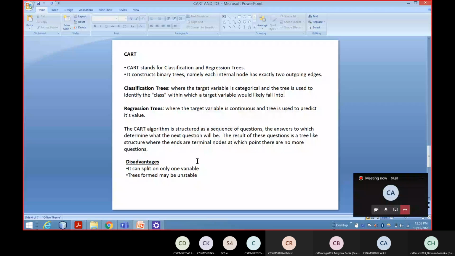So lastly, the disadvantages are, first, that it can split on only one variable, and second, that the tree form may be unstable. So that's all. Thank you.